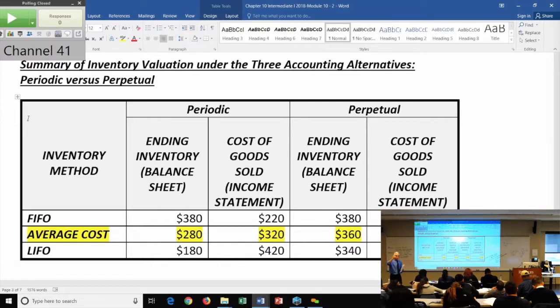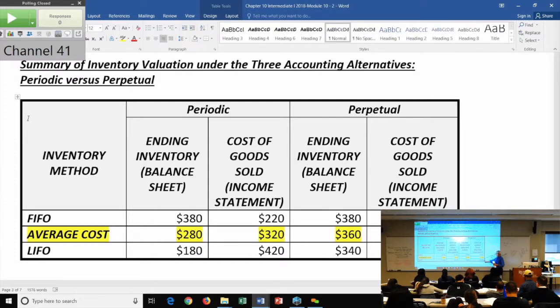LIFO better satisfies matching because you have to think about unit cost as an indicator of selling prices, correct? One would think that selling prices are going to be increasing if your costs are increasing. Now, weighted average falls in between the two. A problem with FIFO, it kind of overstates profit, correct? Sometimes you might have heard this even in intro, that FIFO creates phantom profits by having a cost of goods sold that's too low.